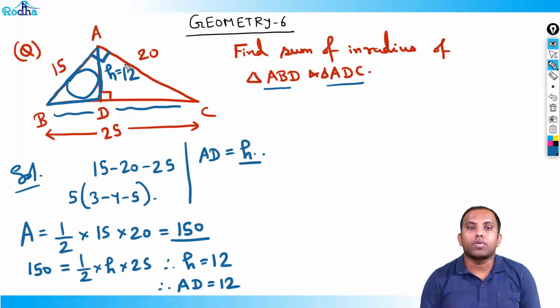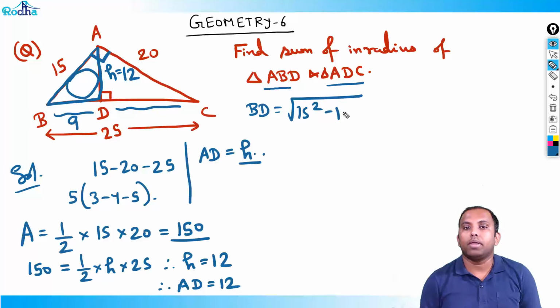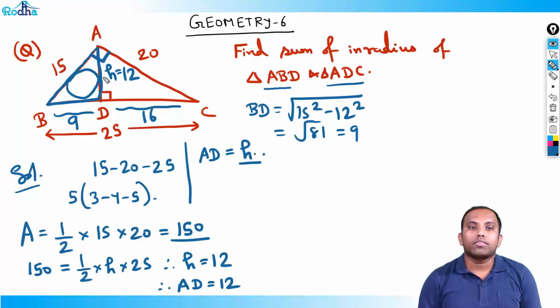So this is 15, this is 12. By Pythagoras theorem, BD will be the square root of 15 squared minus 12 squared, so root 81, which is 9. BD will be equal to 9. This will be 16, because the whole is 25. So you have two triangles now: one triangle is 9, 12, 15, and the other triangle is 12, 16, 20. And I need to find the inradius of both these triangles.